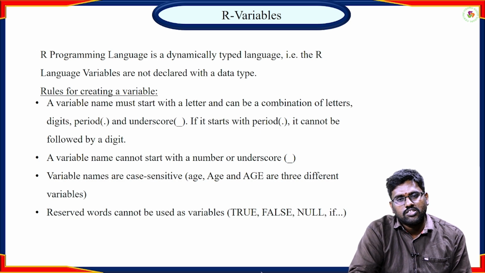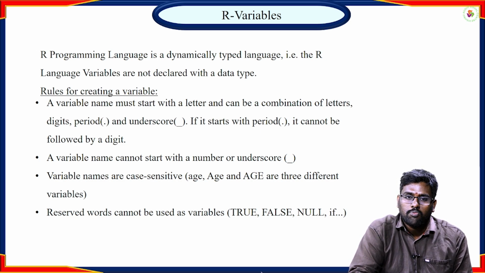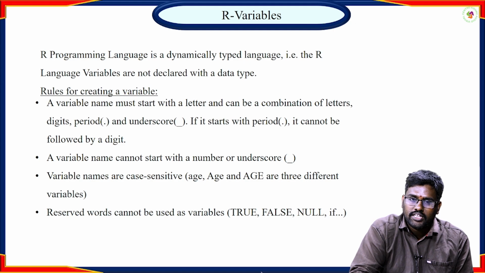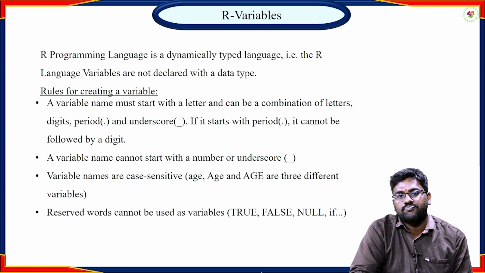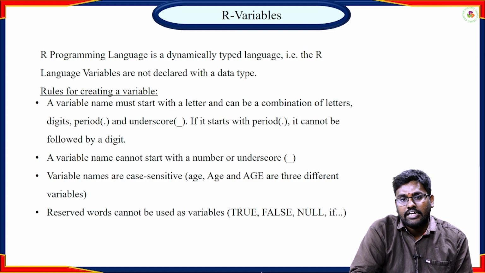Now, how to represent variables in R programming. R is a dynamic type language, and the main advantage of R programming is that we don't need to declare any data type for variables. And what are the rules to create variables? The variable name must start with a character, and it can be a combination of characters, numbers and special characters. If the variable name starts with a dot, after the dot you must write a character.